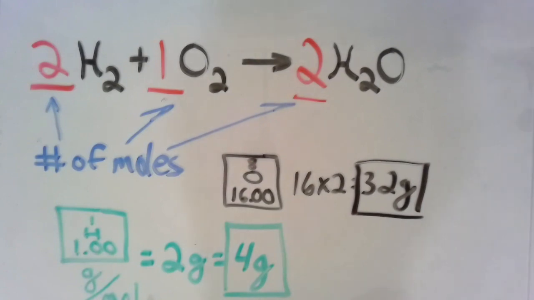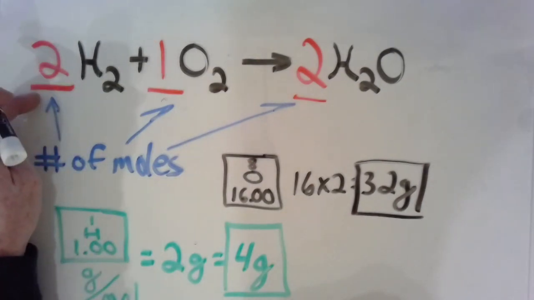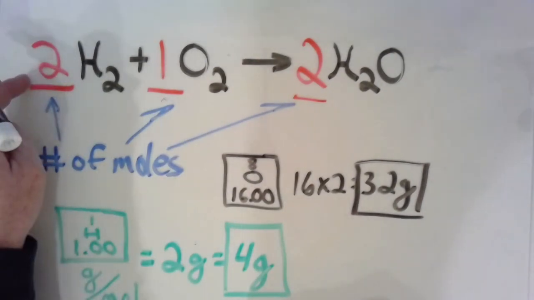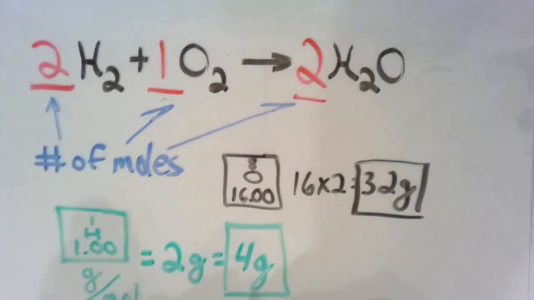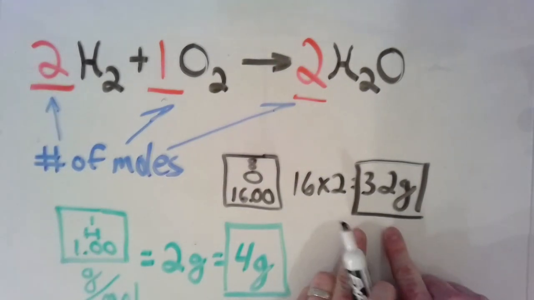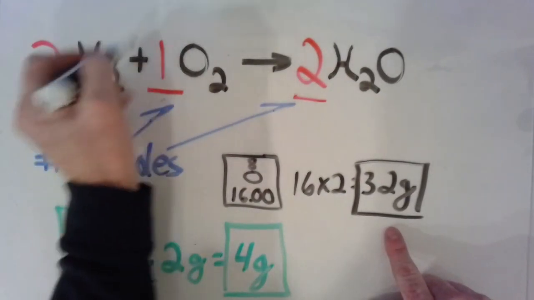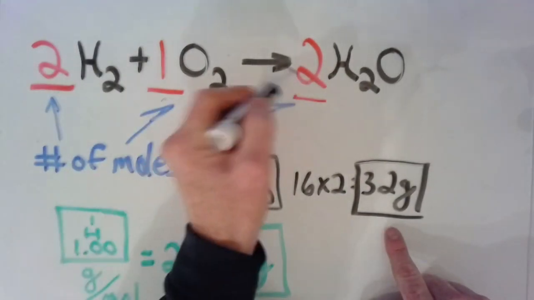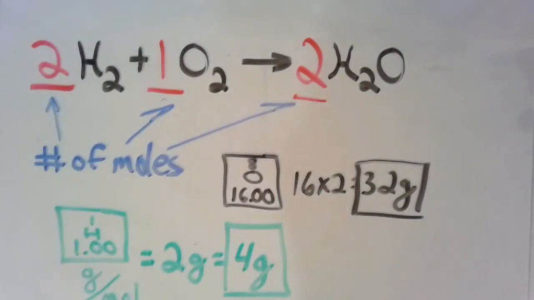So what we're looking at is 4 grams of hydrogen gas total, because there's 2 moles of it, right? And then we look at 32 grams of oxygen gas, because there's only 1 mole of it, come together to make 2 moles of water.